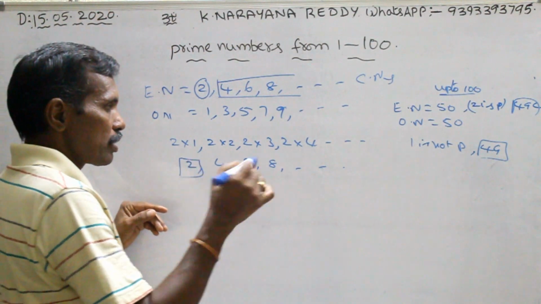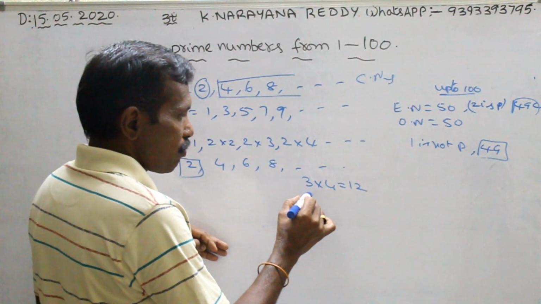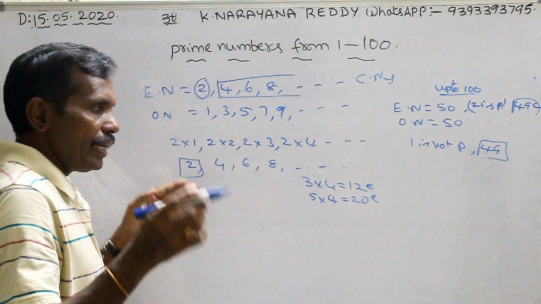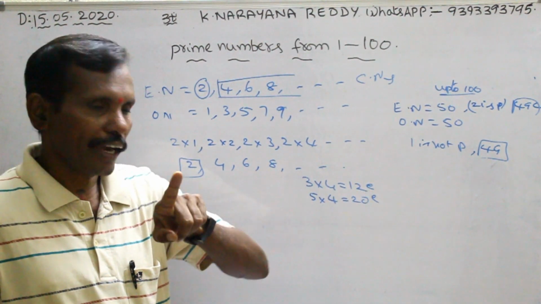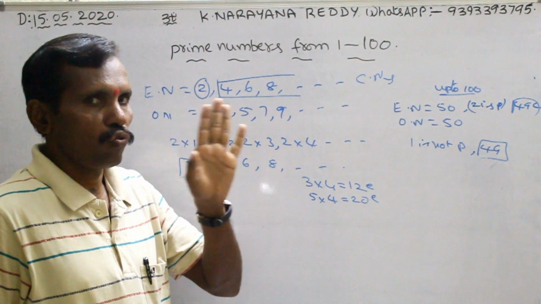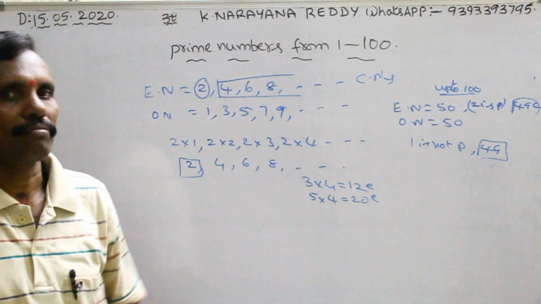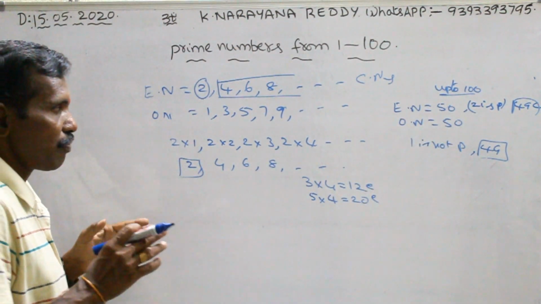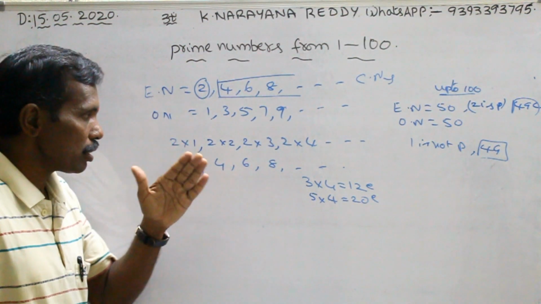Suppose you take 3 into 4, 12, any number, any digit. Suppose you take 5 multiplied by 4, 20. Which is even. So any number multiplied with an even number gives definitely an even number. That is the rule. So we can leave out the multiples of even numbers, that is 2, 4, 6, 8. We want only the multiples of odd numbers, that is 3, 5, 7, 9, 11. I will take 2 first, but 2 is an even number, so leave it. We want 3 now.